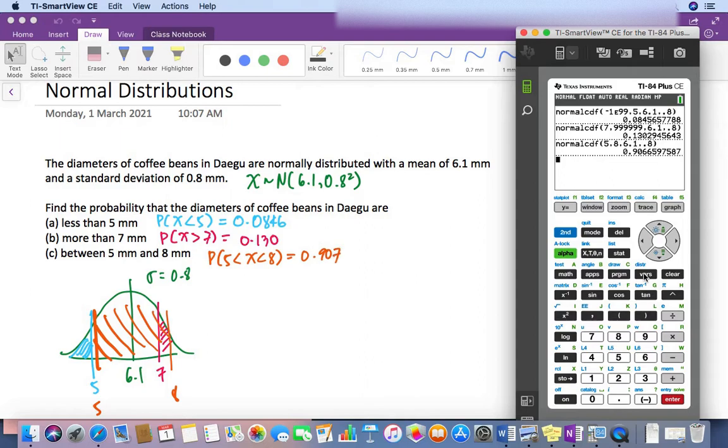Note that we are really not concerned with the inequalities being strict or non-strict, simply because this is a continuous variable. So whether you write it as non-strict x between 5 and 8, inclusive of both 5 and 8, the probabilities will be the same.